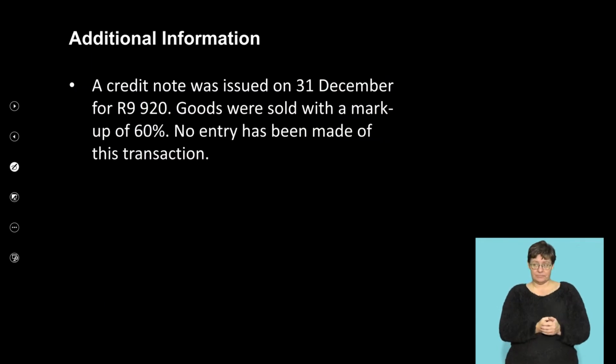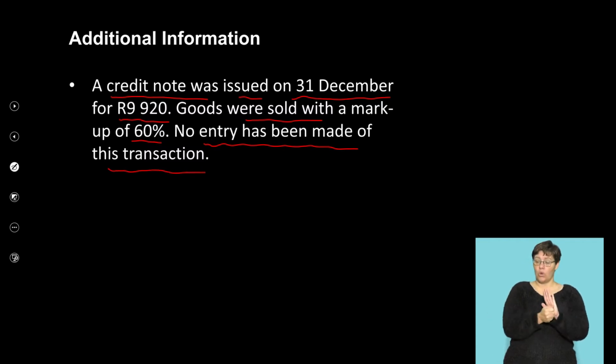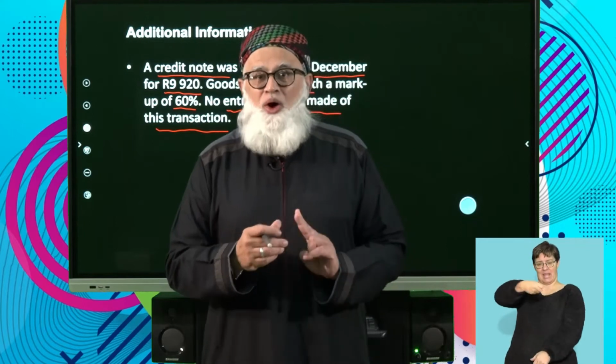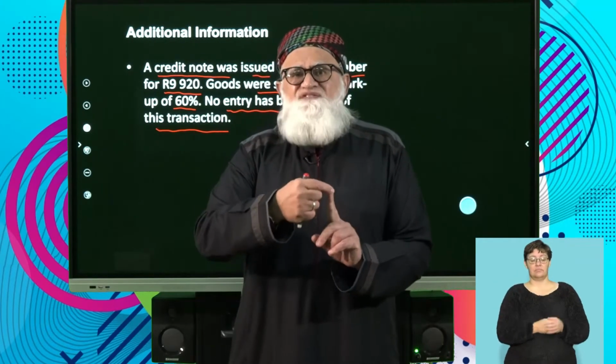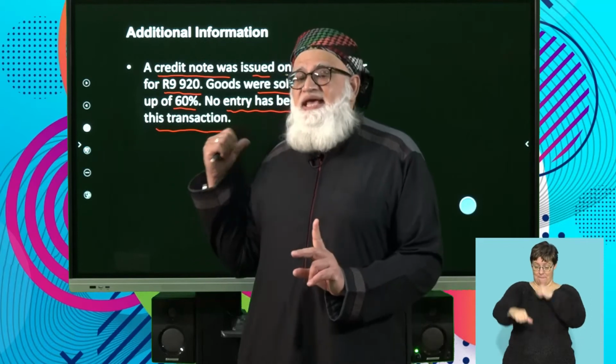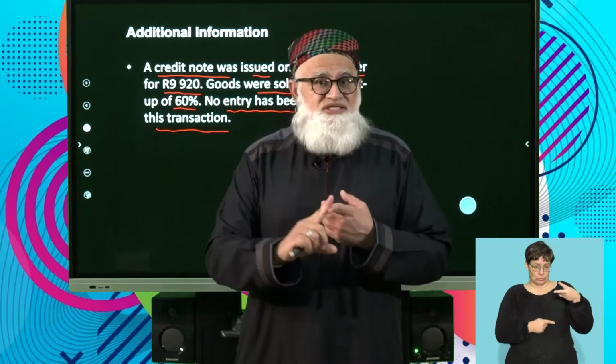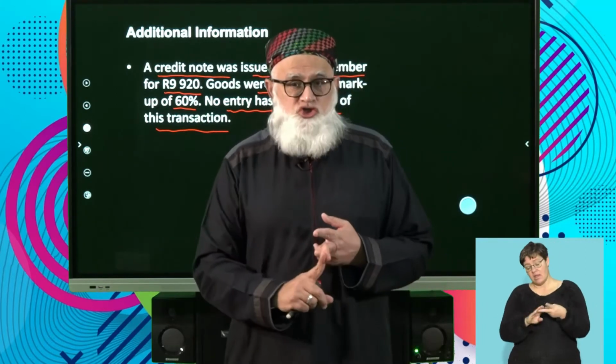Okay, the first adjustment says, a credit note was issued on the 31st of December for 9,920. Goods were sold with a markup of 60%. No entry has been made of this transaction. Right, so simply it means that there was a transaction where a debtor returned goods to us. Okay, now two things to take note of here. One, when there's a physical return of goods, as is the case in this particular transaction, then you have to do two entries. One with the selling price and the other with the cost price.